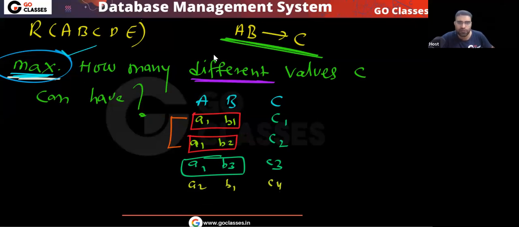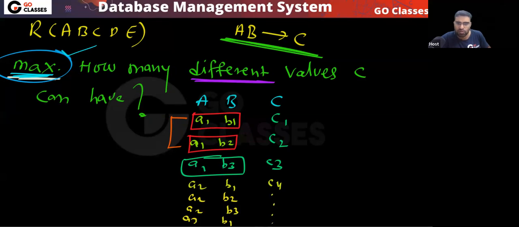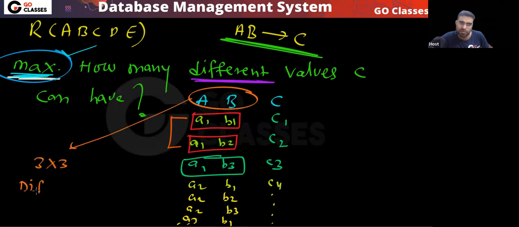So tell me, how many different combinations of A, B are there? You can easily see how many different combinations for A, B. Like this, you can create combinations A1, B1, A2, B2, A2, B3, then A3, B1, and so on. Is this clear? So how many different combinations are there for AB? This AB has 3 into 3 different combinations. That means 9. 9 different combinations are possible.